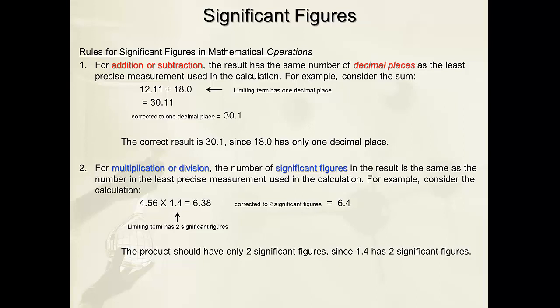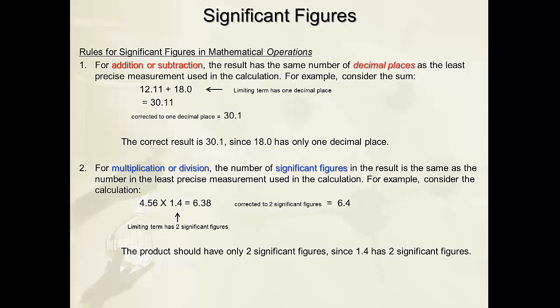Okay, so in this first example here, we've got an addition. We've got 12.11 plus 18.0. Now we're considering how many significant figures we have. In this case, we can imagine that it's been stated in the question that this 0 after the 18.0 is a significant figure. So we've got 12.11 and 18.0, so 1 decimal place versus 2 decimal places. Okay, so when you're adding and subtracting, you go to the least number of decimal places.